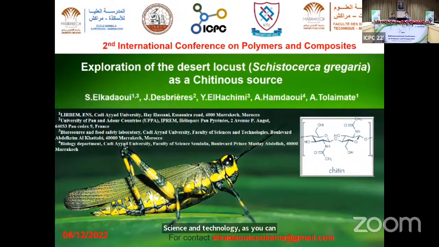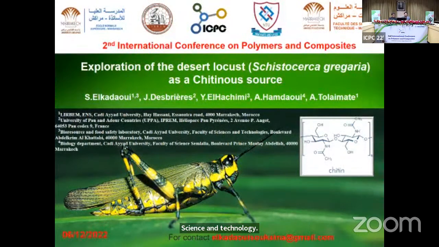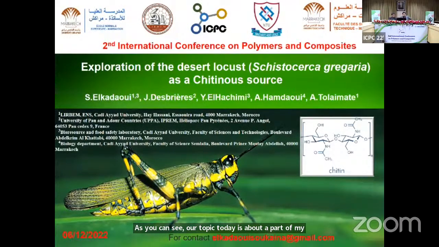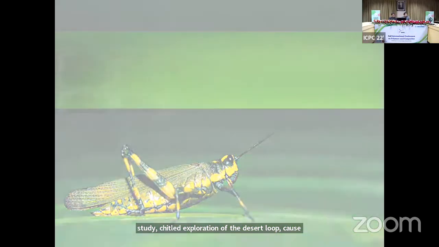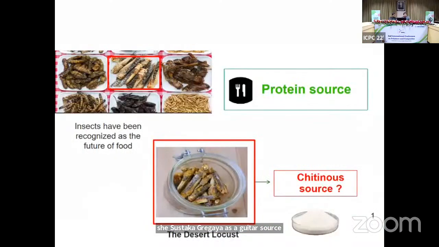As you can see, our topic today is about a part of my study, titled Exploration of the Desert Locust Schistocerca gregaria as a chitinous source. The desert locust is bred in certain laboratories with the aim of constituting an alternative source of proteins to remediate the nutritional deficits in the world. The rejection of the breeding at the various stages can also be valorized by the production of chitin.